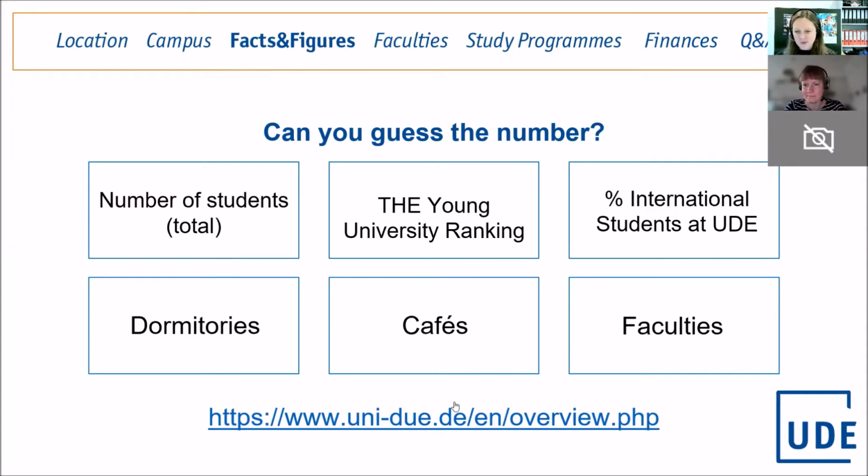How many, if we go for the cafes, we'll go for an easy one. We'll just do one in the chat, maybe. Feel free to write in the chat. How many cafes do you think there are on the campuses in University of Duisburg-Essen? 25, we wish. That would be good.